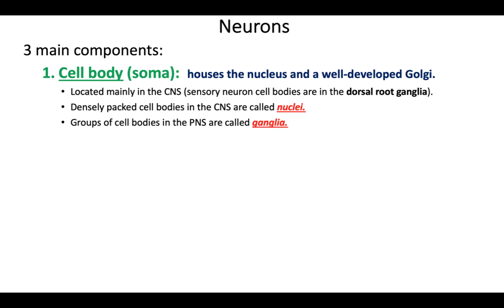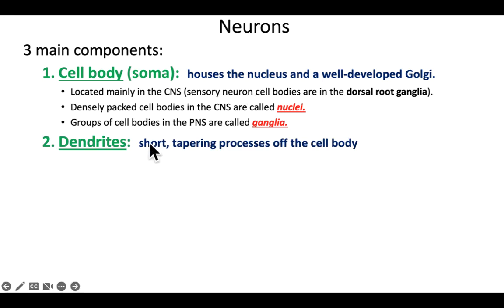When you have a lot of cell bodies clumped together in the PNS, so in a nerve, it makes the nerve look a little bit swollen, and that's called a ganglion or ganglia. So ganglia, again, are going to be in the PNS, where you tend to find a lot of cell bodies. And because cell bodies are the bigger part of the cell, it makes the nerve look swollen in that area.